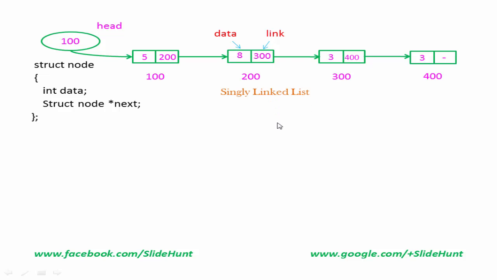Next we will learn about another type of linked list. It's called doubly linked list. A doubly linked list has three fields, one data field and two link fields. One link points to the next node and another link points to the previous node. The logical representation of a node is like this. Middle part is used to store data, right field is used to store the address of next node, and left field contains the address of previous node.